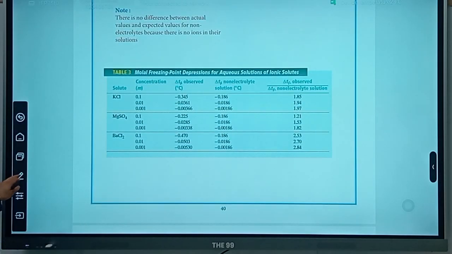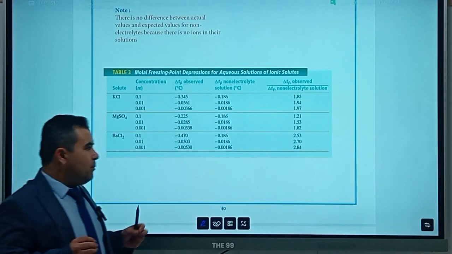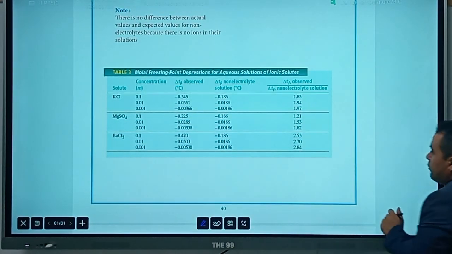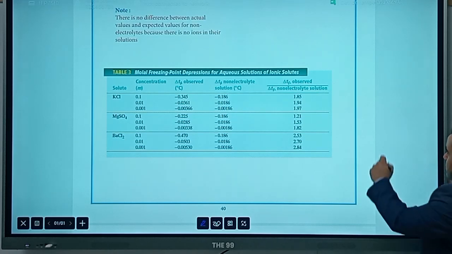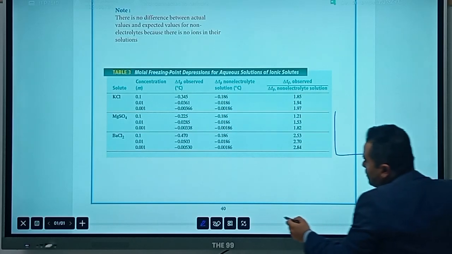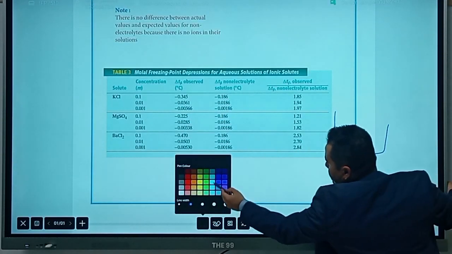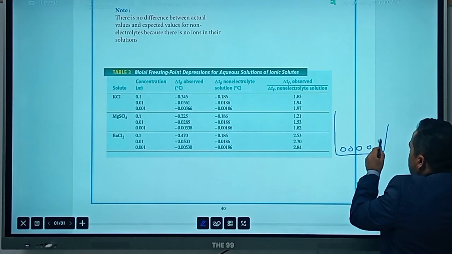Here we have a table, guys, to understand what's going on as the concentration increases. But first of all, I would like to explain the reason behind the difference. We said the reason is what? The attraction between the ions. Sorry, guys. Suppose we have a solution.